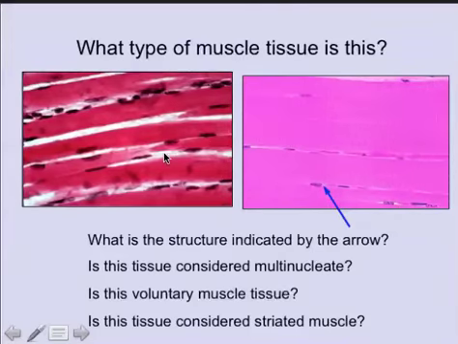Is this voluntary muscle tissue? And the answer is absolutely. We tell this muscle tissue what to do and when to do it. And is it considered striated? And the answer again is yes.